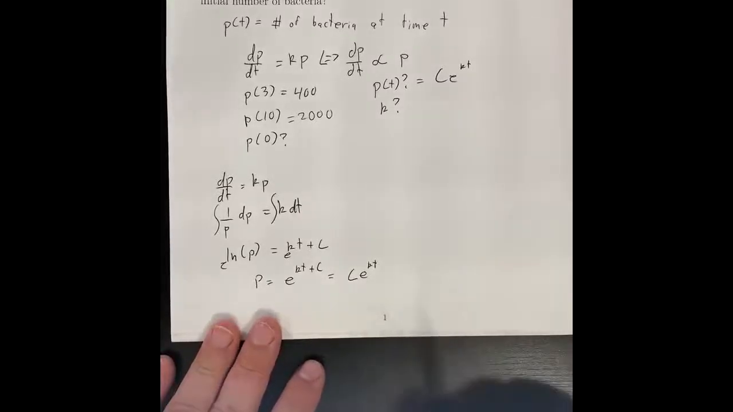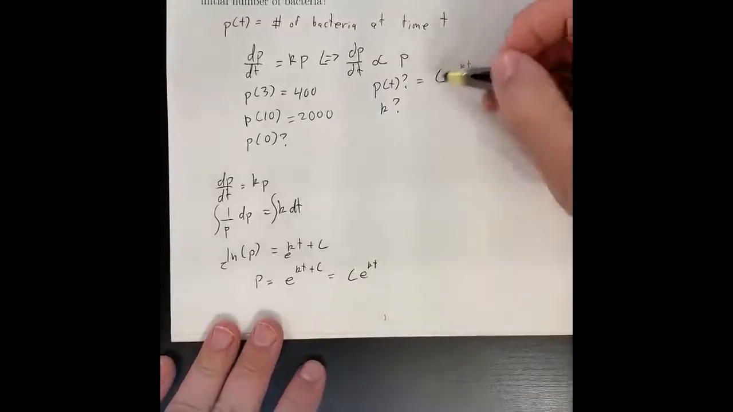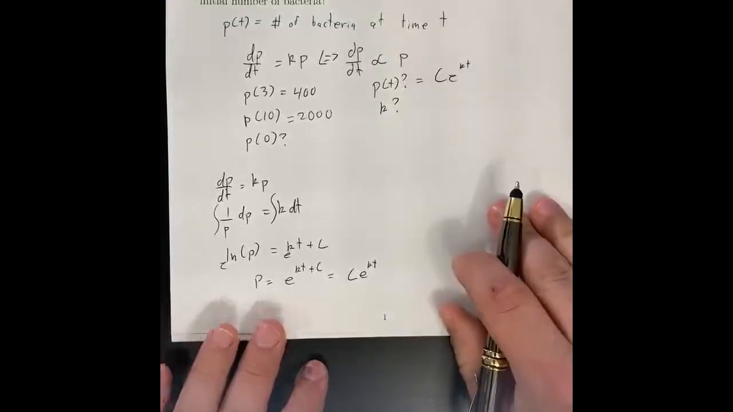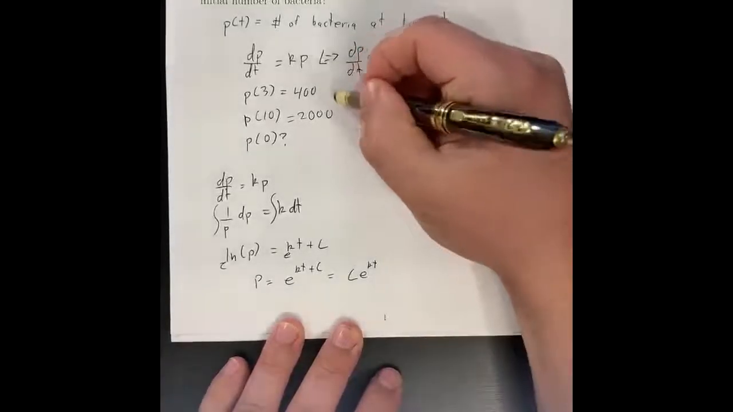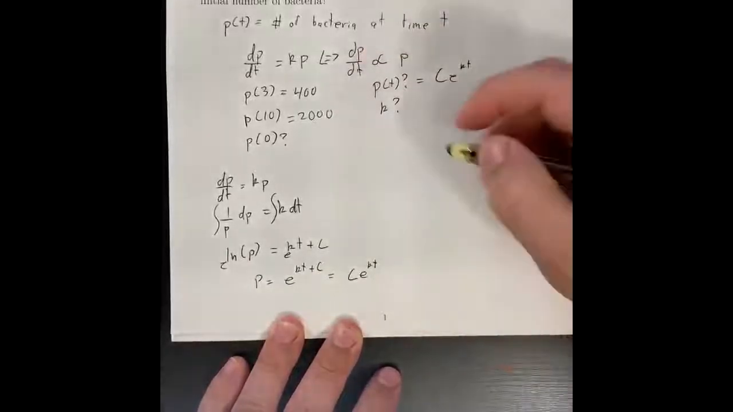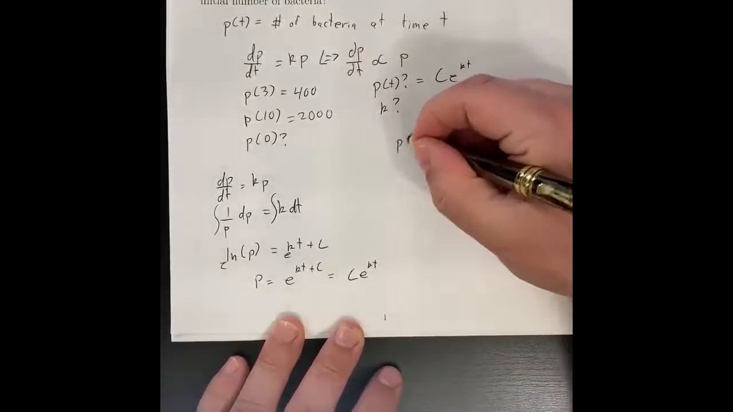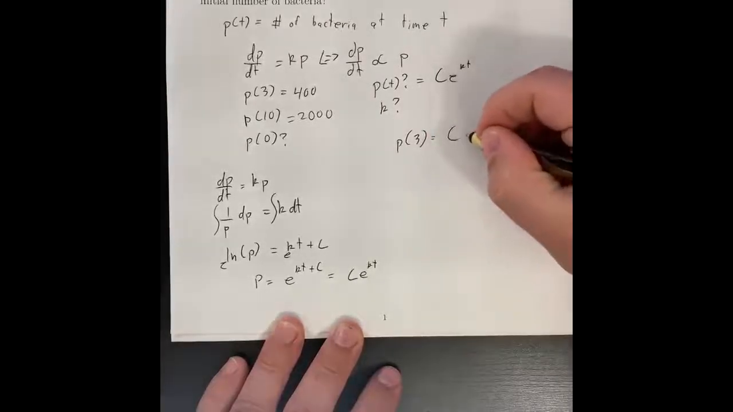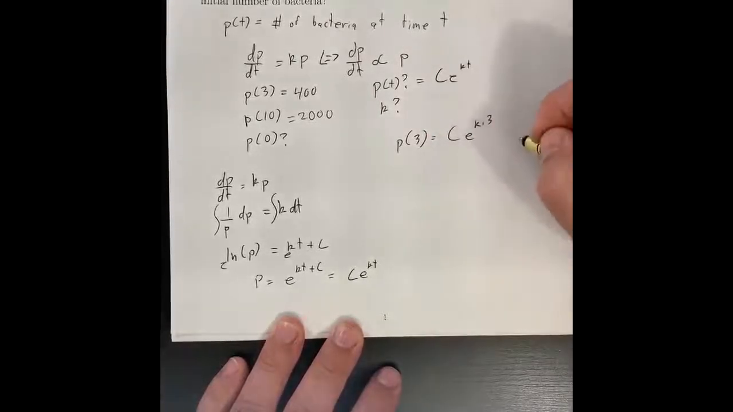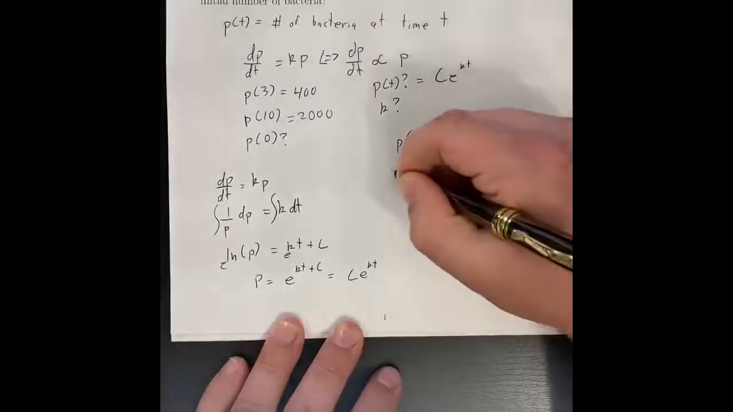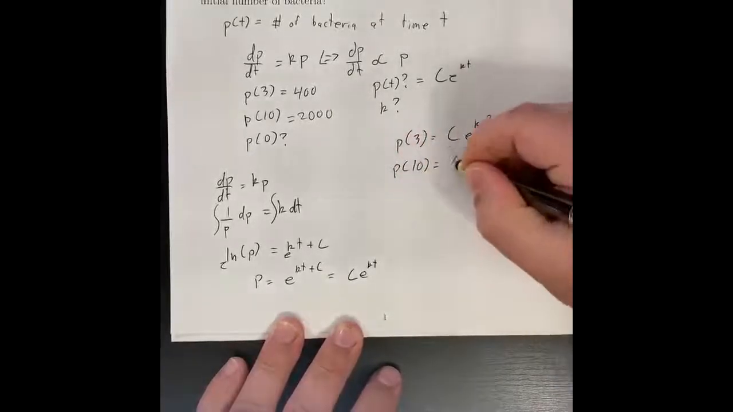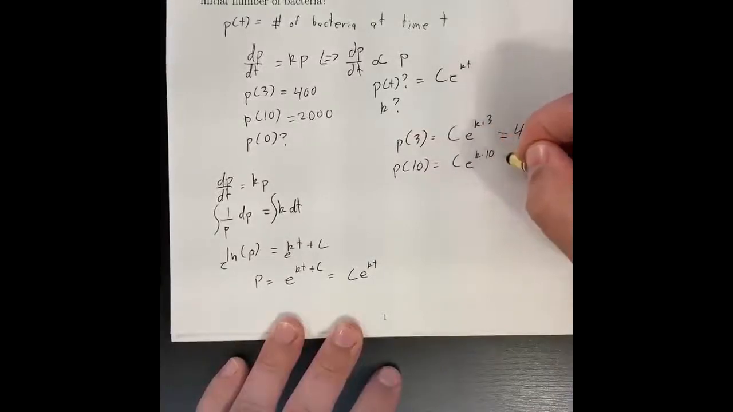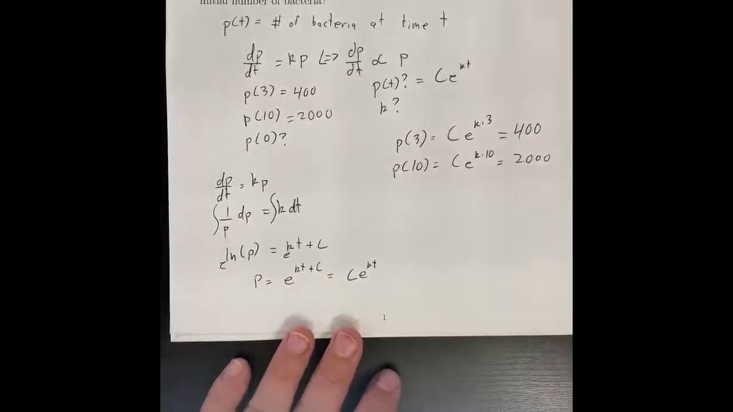I think it's going to turn out, though, that we need to find k before we can find c. So we'll have to just kind of work through this. Basically, we take these two equations and plug them in. So we get p of 3 is c e to the k times 3, that equals 400. And p of 10 is c e to the k times 10, that equals 2000. All right, so we have two equations, two unknowns. We want to solve for k and c.